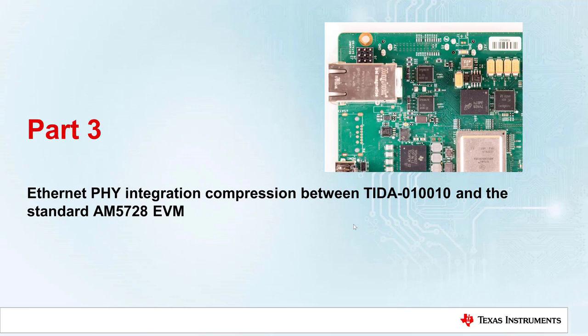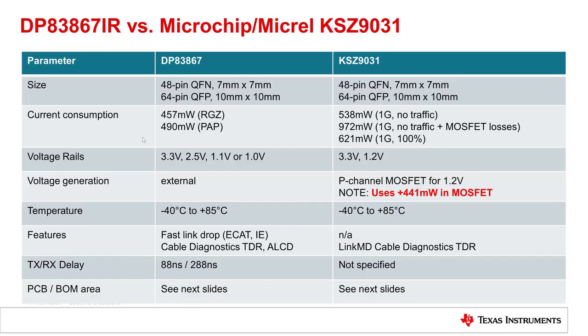Now there is part 3, the Ethernet PHY integration comparison between the TIDA 0110 and the standard AM572 EVM. This slide provides an overview between the DP83867 and the Microchip or Micrel device, the KSZ9031. The DP83867 is part of the TIDA 0110, where the KSZ9031 is part of the EVM. We will not look at all the items or all the parameters, only a few.